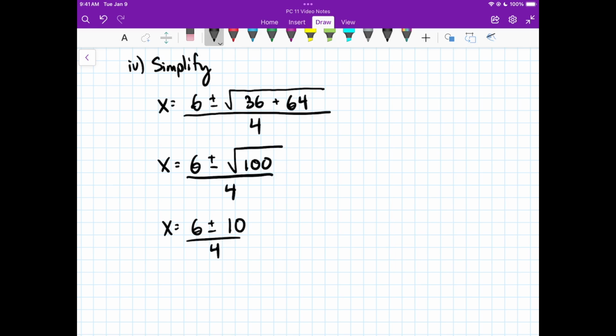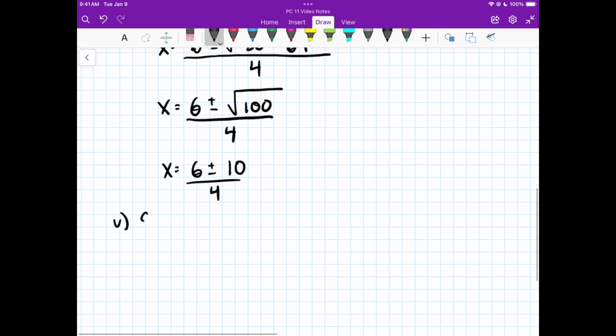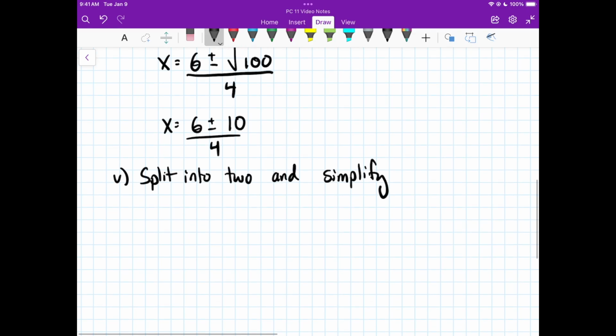All right, so now that we've simplified everything we can, we are now going to split this into two solutions using that plus minus sign. So we're going to split into 2 and then simplify a little bit further and get ourselves some answers. So our first solution is going to use the plus, so 6 plus 10 over 4. And our second solution is going to use the minus, so 6 minus 10 over 4.